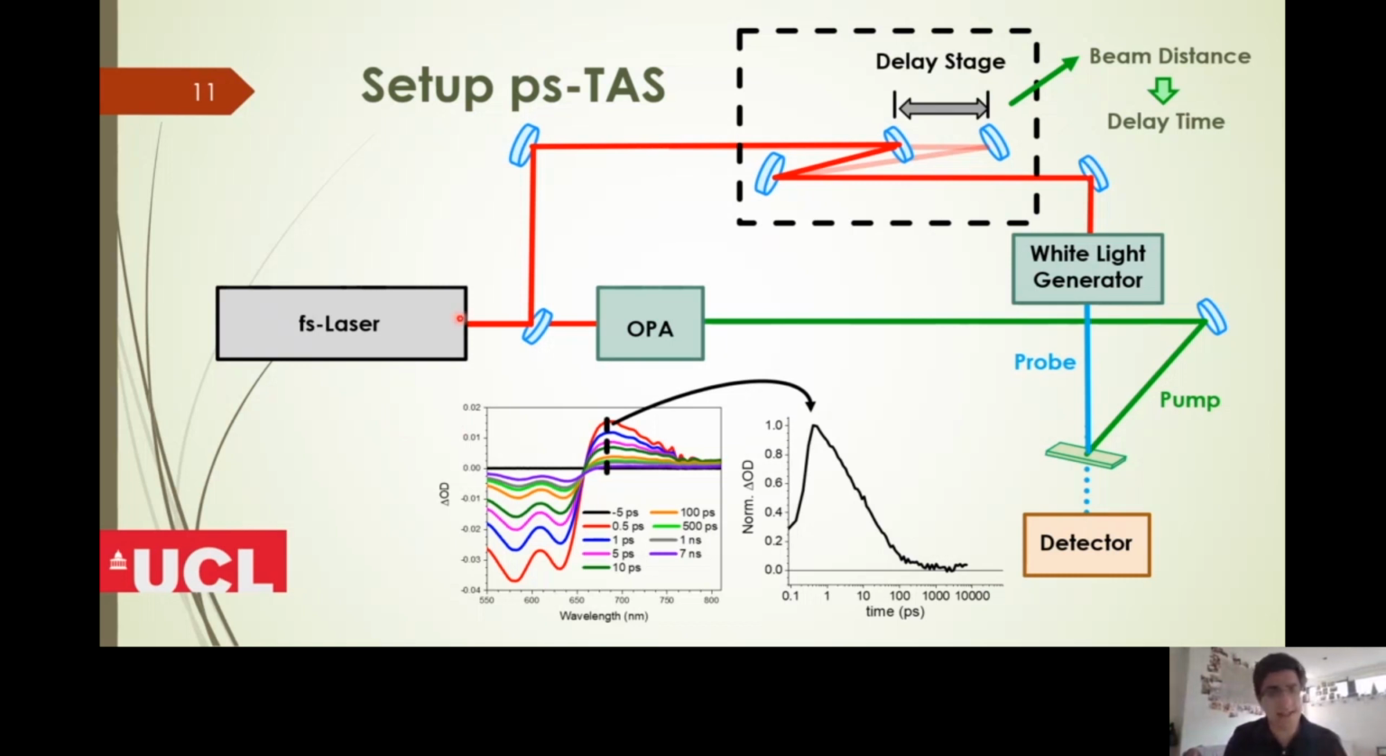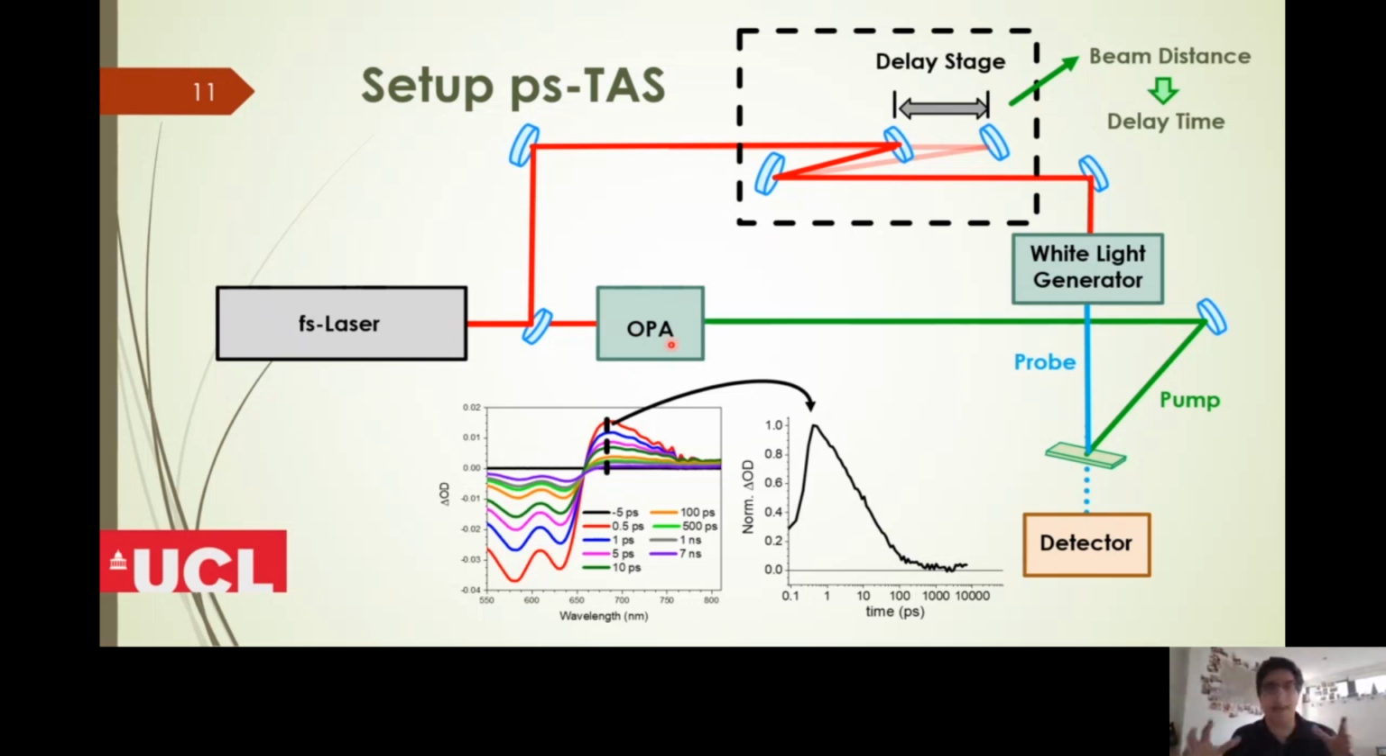So the beam of this femtosecond laser is going to be split in two. One of the two beams is going to be the pump, and the other one is going to be the probe. So the pump is going to go through the OPA, which is basically a photonic crystal.